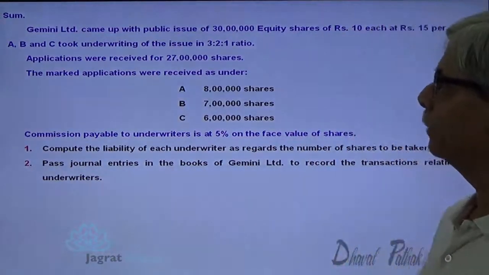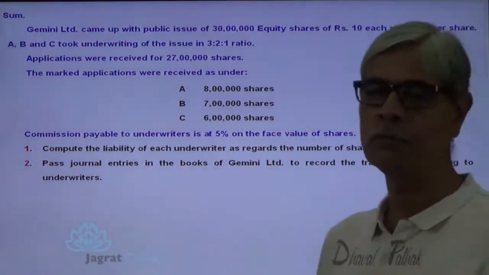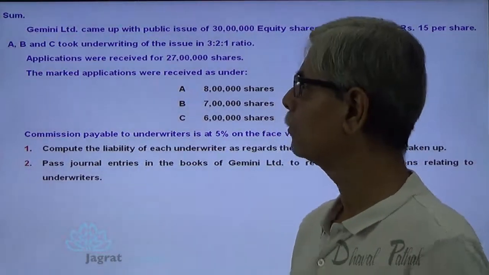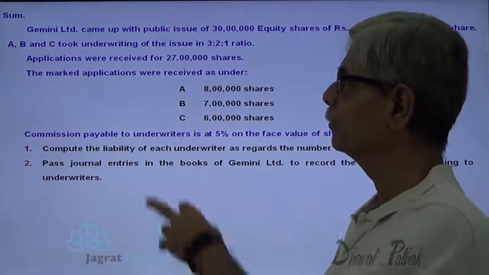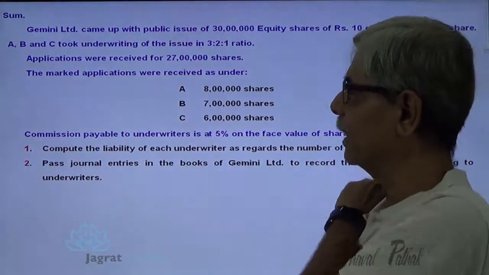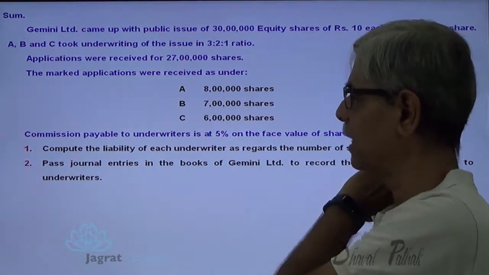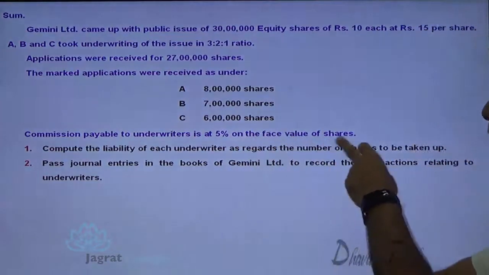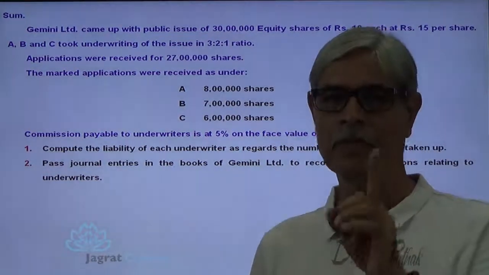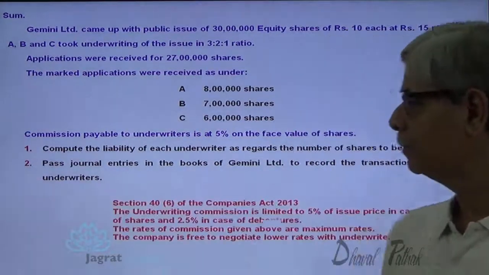Gemini Limited came up with public issue of 30 lakh equity shares of rupees 10 each at rupees 15 per share. So shares are issued at a premium of rupees 5. ABC took the underwriting of this issue in the ratio of 3:2:1. Applications were received for 27 lakhs. Marked applications: 8 lakh for A, B 7 lakh, C 6 lakh shares. Commission is payable to the underwriters at 5% on the face value of shares. Face value of shares. So, just observe.